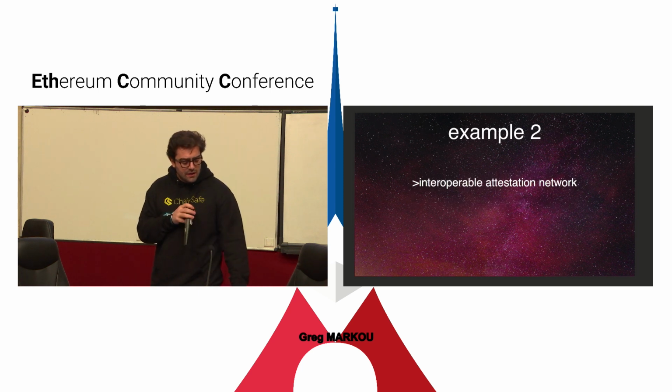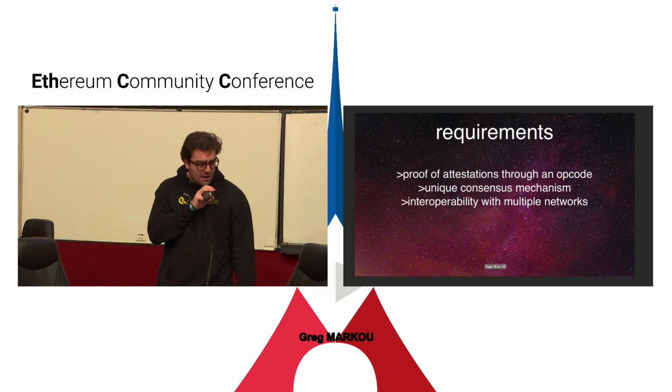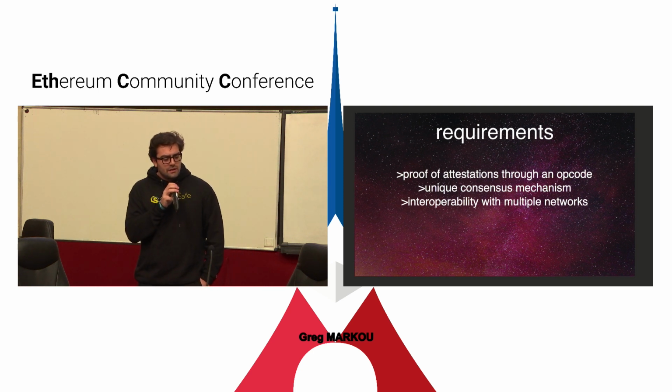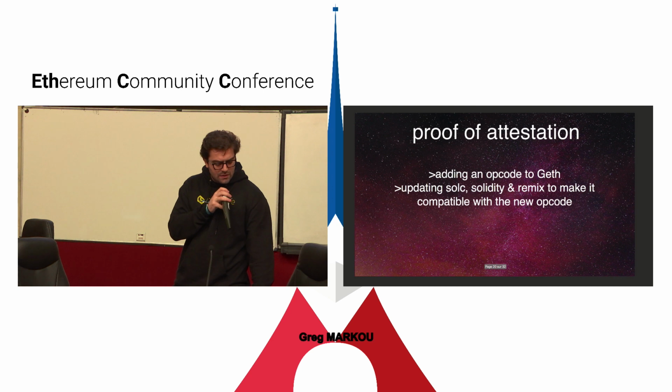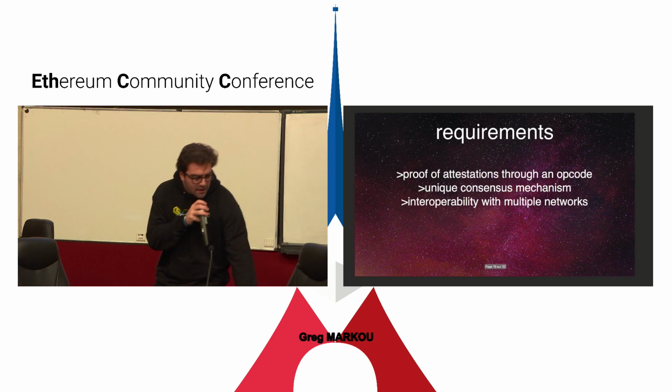So, interruptible attestation network. This is, I might have actually skipped ahead.